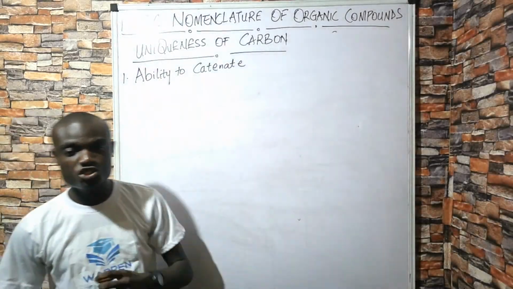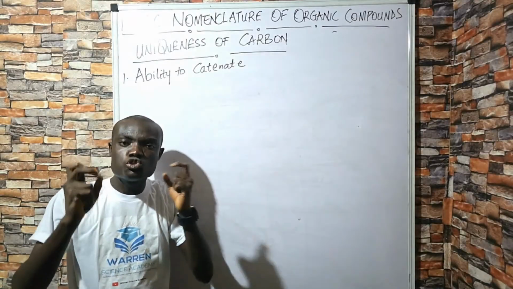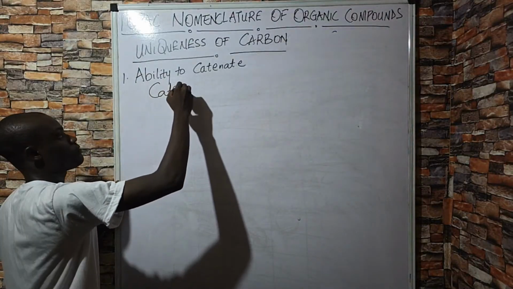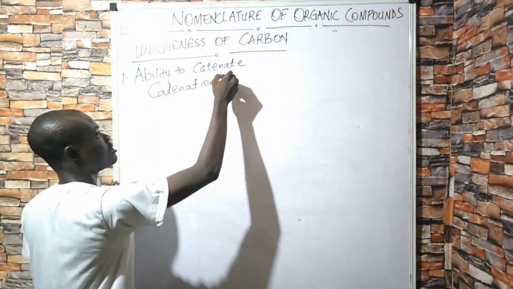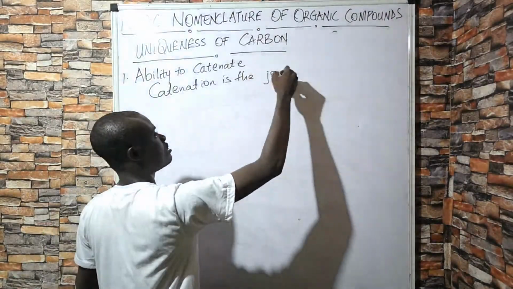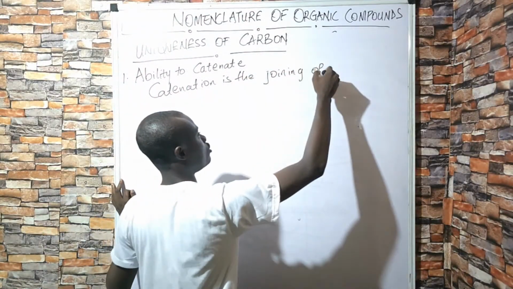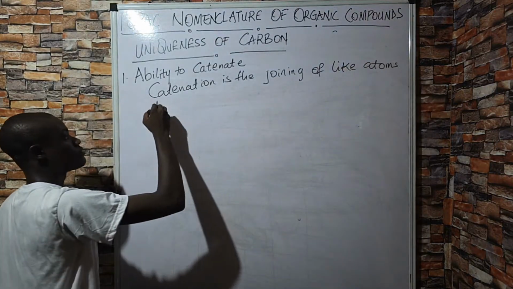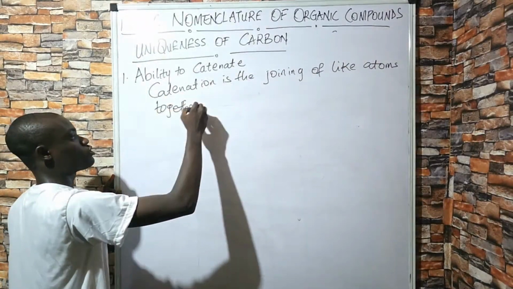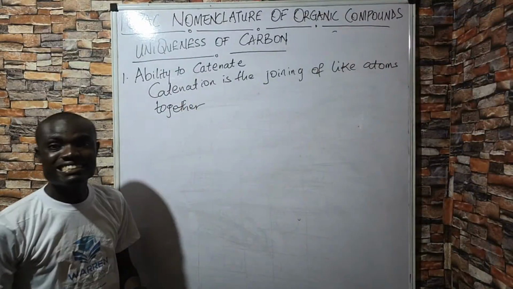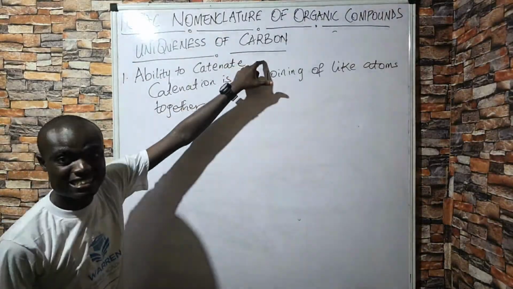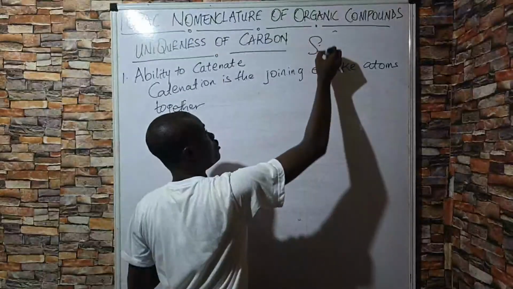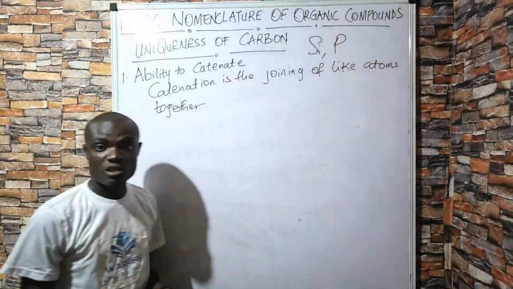Now, what is catenation? Catenation is simply the joining of like atoms together. Now, take note of this, it is not only carbon that can catenate. There are other elements that can catenate. Examples of elements that can catenate are silicon and phosphorus. These elements can also catenate.